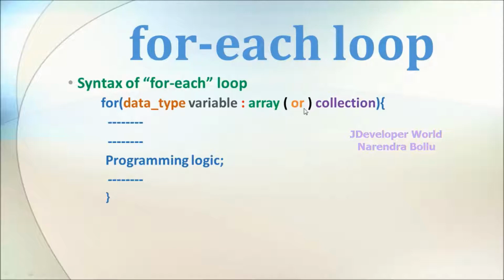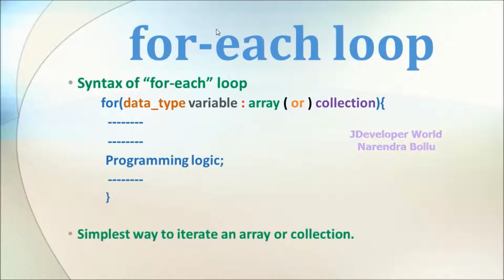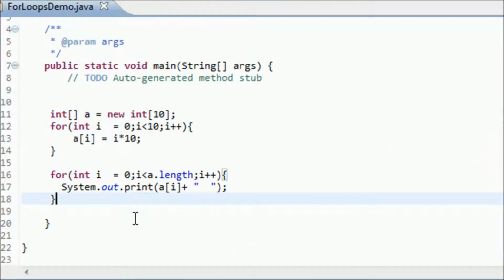Instead of an array, we can use many collections like array list, hash map. We have so many collections in Java. We will discuss these collections in detail later. As of now, suppose I have a string array or int array, I can iterate using the for each loop very easily. It is the simplest way to iterate an array or collection. It is simpler than the regular for loop we discussed, right? We will see how it works in Eclipse.